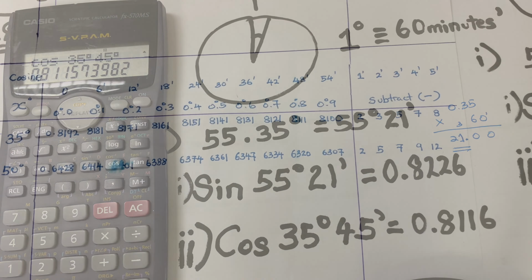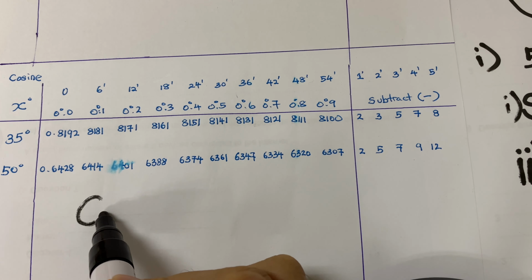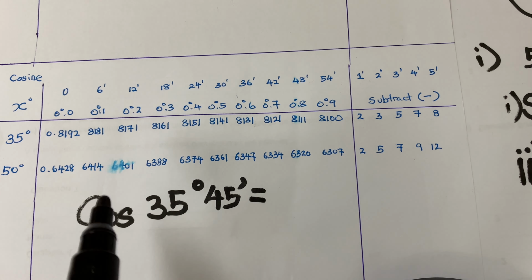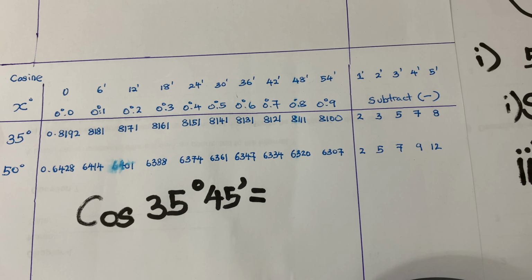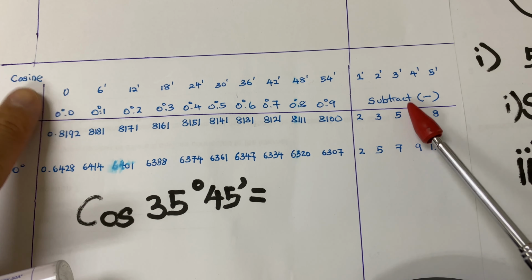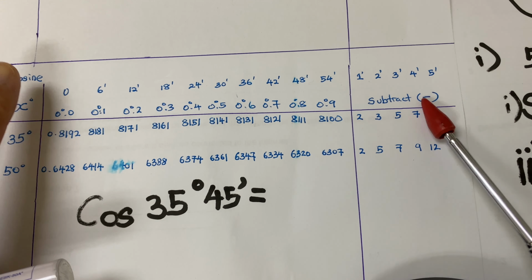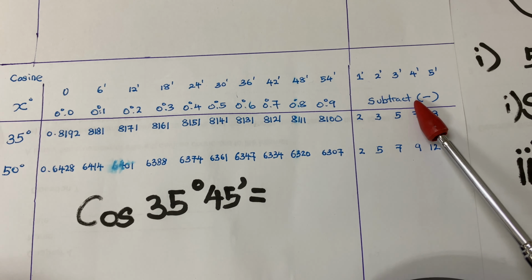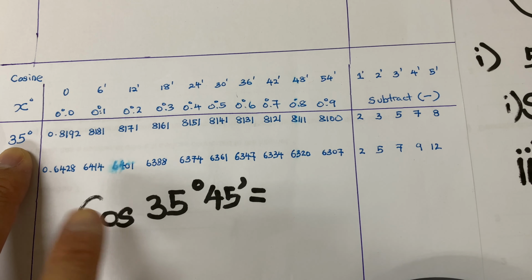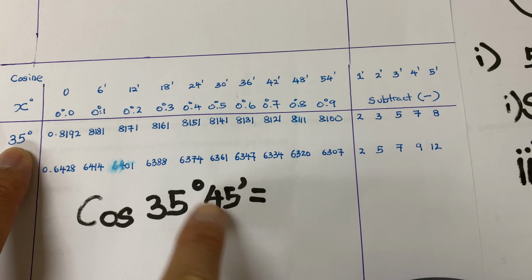I'm going to show you how to use a table. Now this is a table for cos. So I want to use the table to find cos 35 degrees, 45 minutes. How am I going to do it? First, look for the cos table in the logbook. Now, cos by default is actually subtraction. You need to do a subtraction, but you don't subtract all the numbers. Let me show you how to make it work. So look for 35 degrees on the left column, and then 45 minutes.